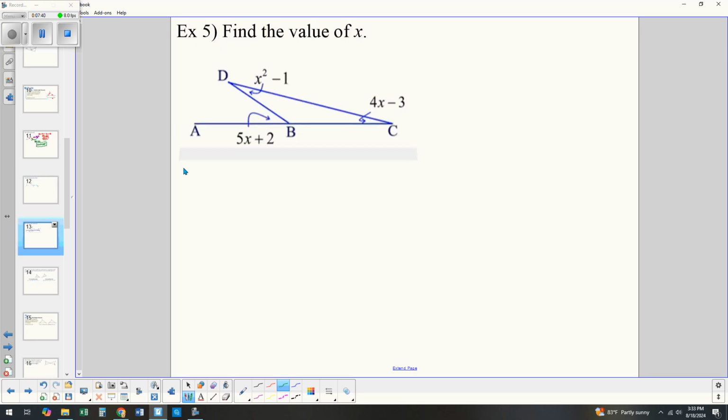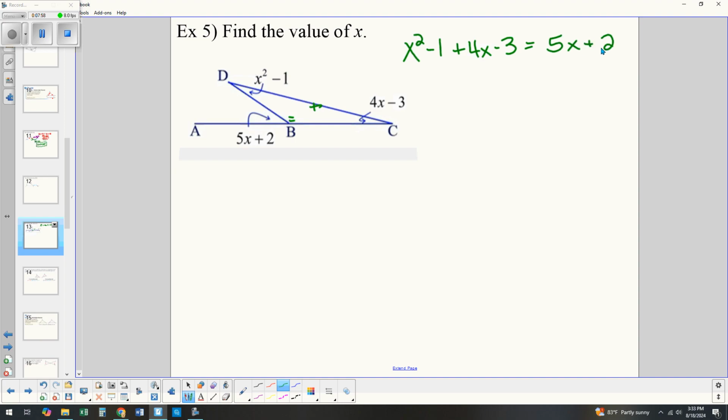Example 5, another exterior angle problem, but this time we have an x squared. But nothing's going to change about how we set it up. We're still going to add the two that are inside and set it equal to the one that's outside. So that's going to be x squared minus 1 plus 4x minus 3 equals 5x plus 2.